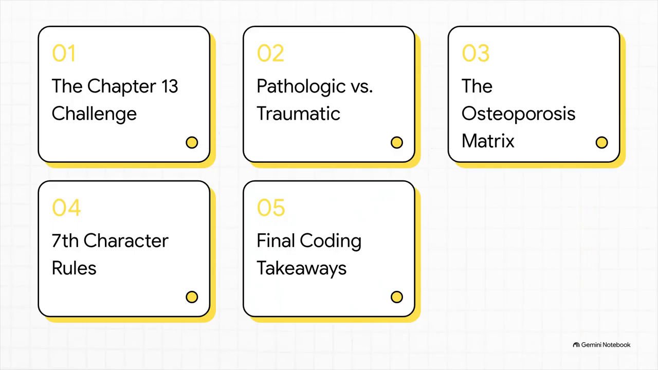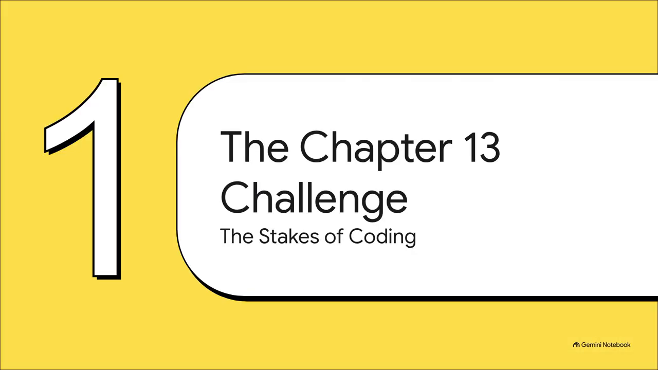Okay, here's our roadmap for today. We'll start with the core Chapter 13 challenge. Then distinguish pathologic from traumatic breaks, break down the osteoporosis matrix, decode those seventh character rules, and wrap up with your final coding takeaways.